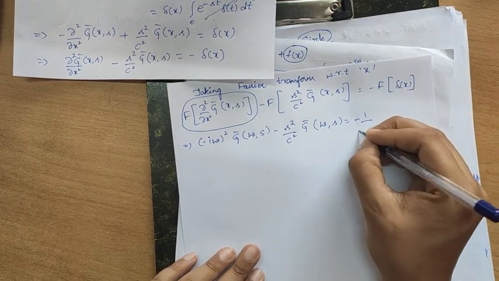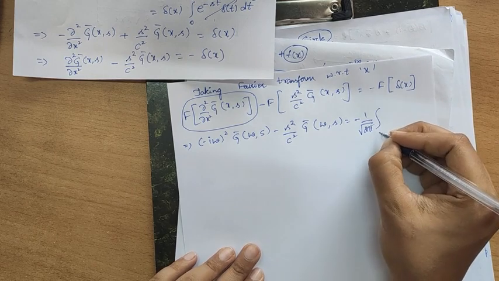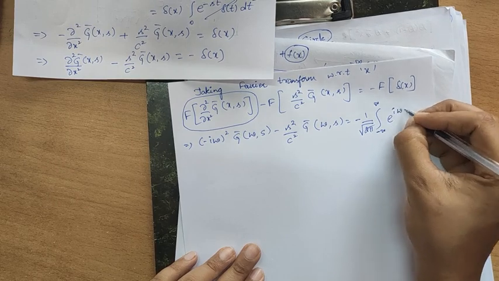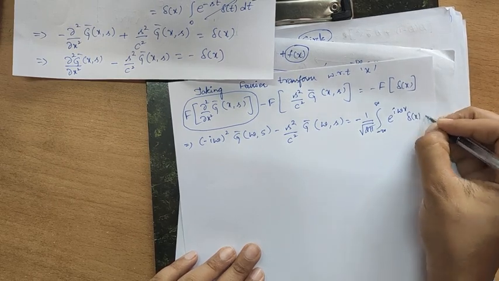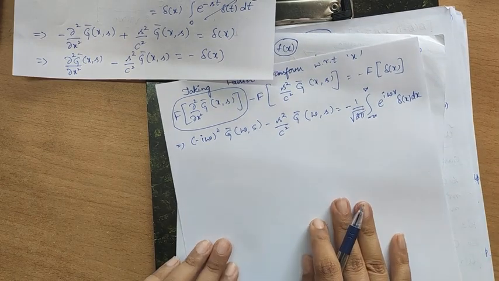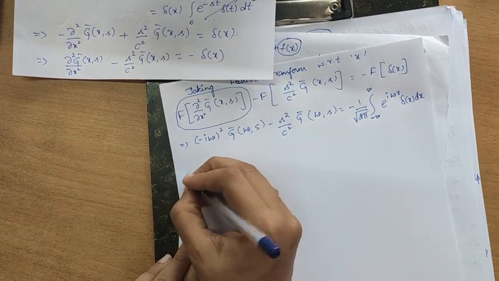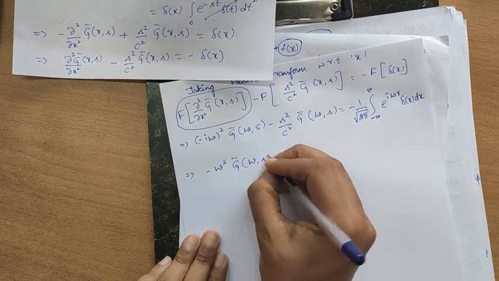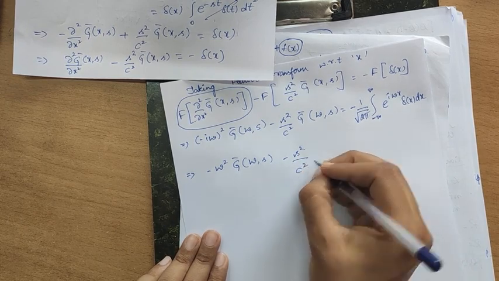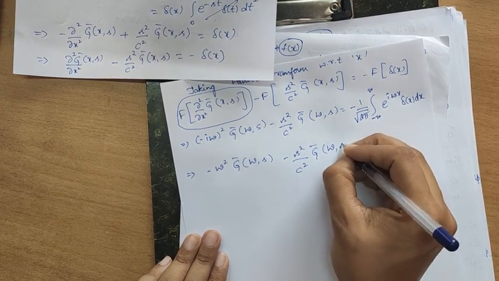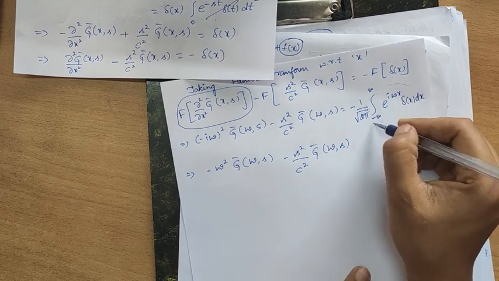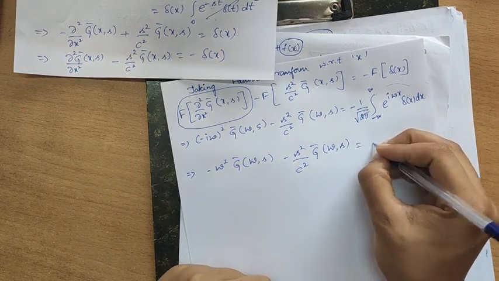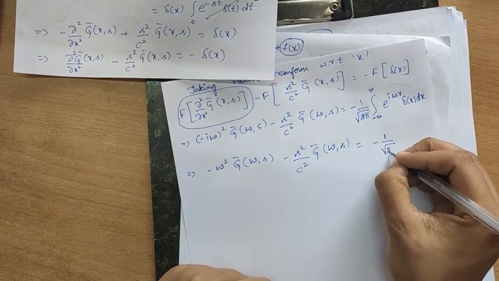minus 1 over root 2 pi integral minus infinity to infinity e power i omega x delta of x dx. If you solve this, you will get minus omega square g bar of omega comma s minus s square by c square into g bar of omega comma s. If you integrate this term and apply the limits, you will get 1. So it is just minus 1 over root 2 pi.